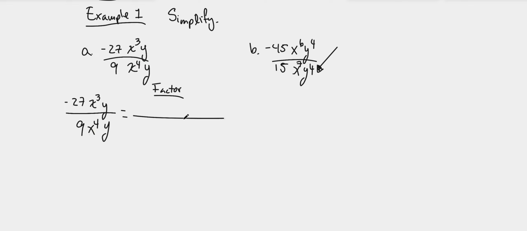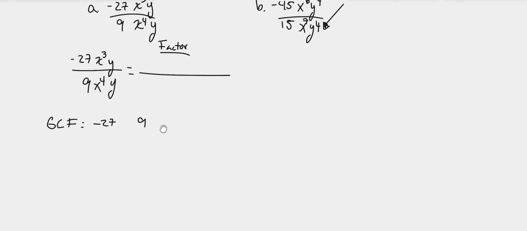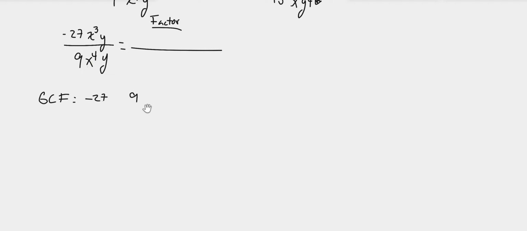I want you to think about what is the greatest common factor, the GCF, of negative 27 and 9. And I'm going to take a little bit of time doing this for those of you who struggle a little bit more with math. So let's think about what will be the greatest common factor of negative 27 and 9, okay? Let me just rewrite this, negative 27 and 9.